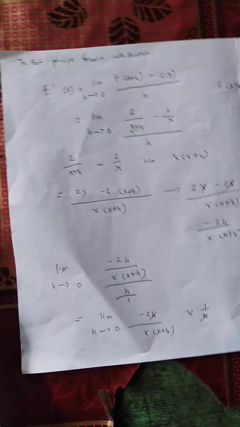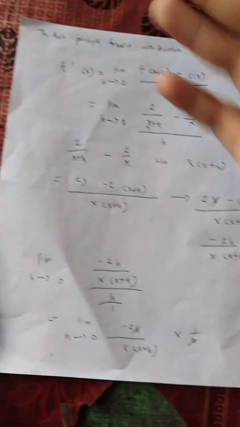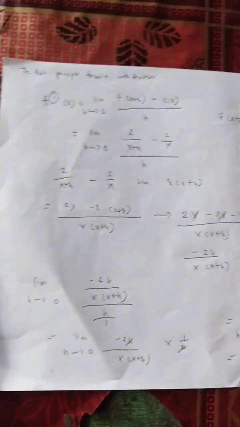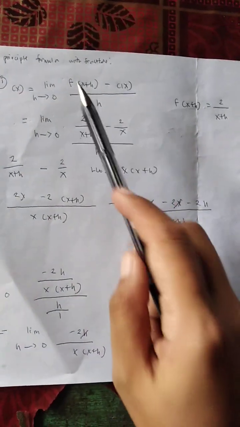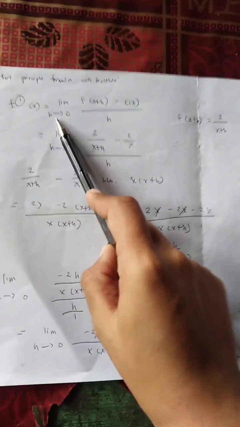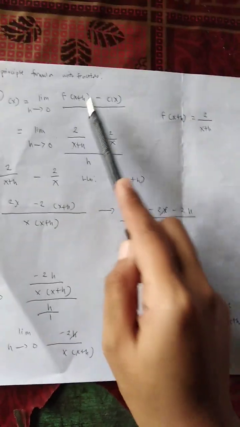For today's video, I am going to teach you the first principle formula with fractions. First, we're going to determine the derivative, so we can say f prime of x is going to be equal to the limit as h goes to 0, and then you would have to write out the formula.